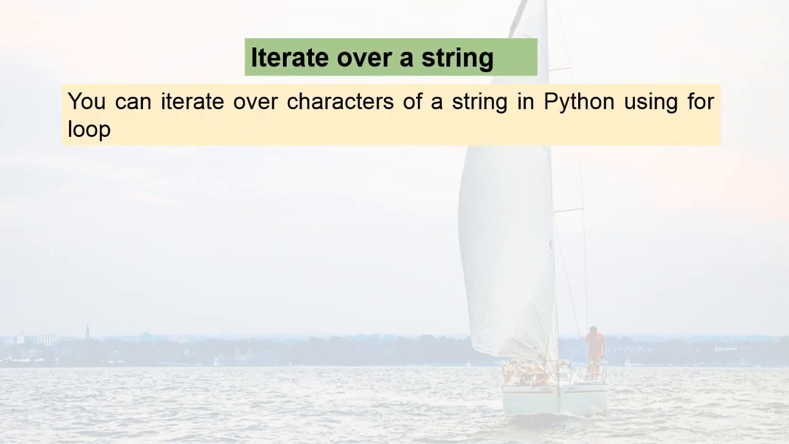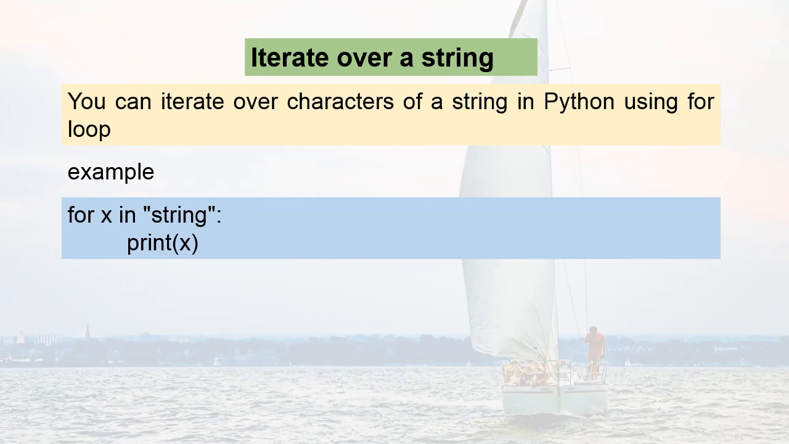Iterate over a string. You can iterate over characters of a string in Python using for loop. For example, for x in string, print x. So this for loop will iterate with each character of the string. So this s will be stored first in this x and it will display s. Then t will be stored in x, then it will display t. Then r will be stored in x, then it will display r. In this way, this for loop iterates over the string's characters. So you will get the output like this: string, each character displayed on a new line.